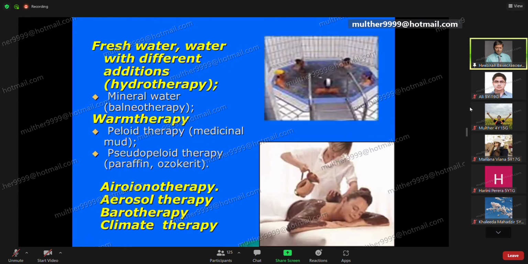Also, the next groups which we will study in practical classes. It's the method of water therapy application or hydrotherapy methods, including mineral water, or balneotherapy. Warm therapy methods, which you can see in the lower picture. This is application of medicinal mud, so-called pelloid therapy, and pseudo-pelloid therapy, or application of paraffin and ozokerite.